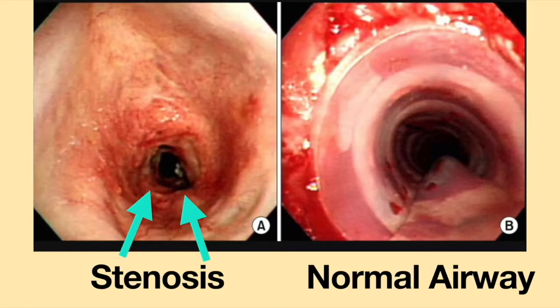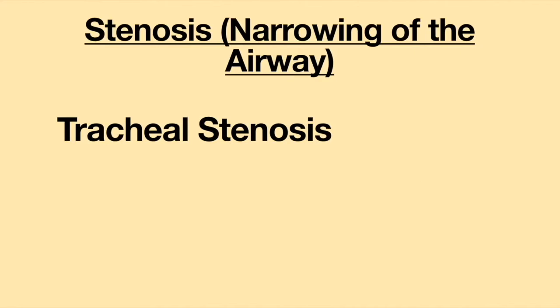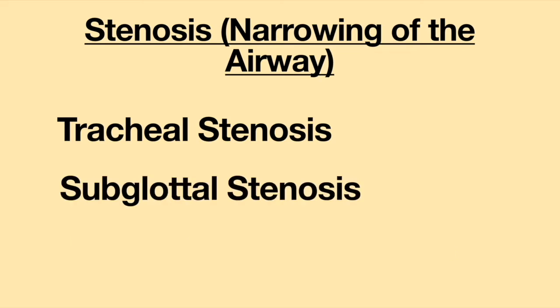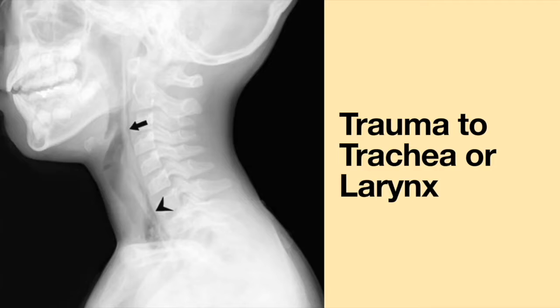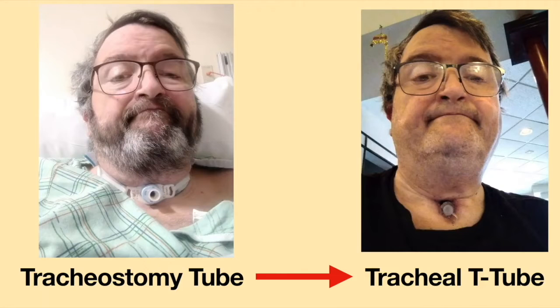Tracheal T-tubes are often utilized in patients with stenosis of the airway. This is a condition in which the airway is narrow. These conditions include tracheal stenosis, subglottal stenosis, and laryngotracheal stenosis. Also, tracheal T-tubes are mostly used shortly after a person's trachea has undergone surgery for tracheal reconstruction. The tracheal T-tube helps prevent the airway from collapsing while the trachea heals. Tracheal T-tubes may also be used when there's trauma to the larynx or trachea. And lastly, a tracheal T-tube may also be used as a substitution for a tracheostomy tube in select individuals.